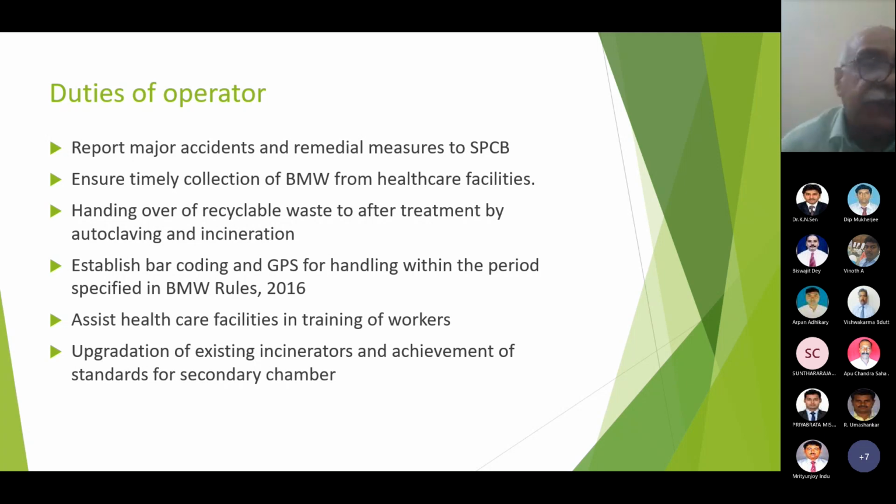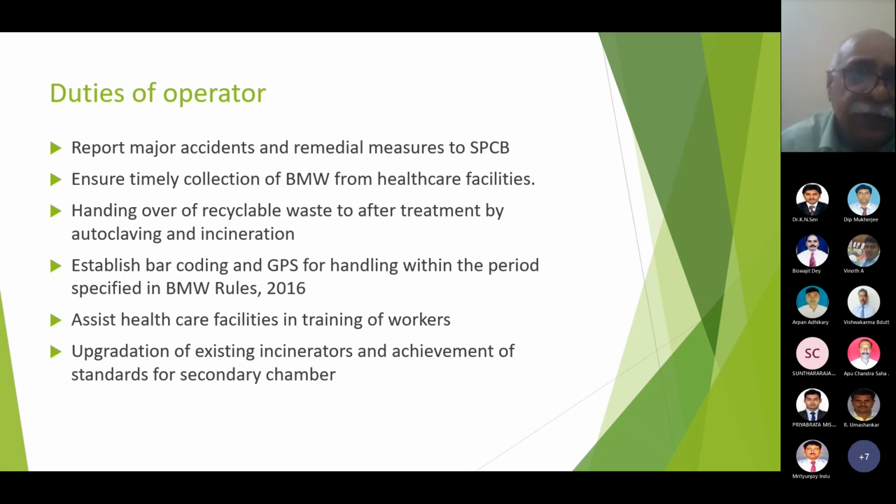And barcoding system, as I said, and assist the healthcare facilities for the training of the workers, as well as they are required to upgrade the existing incinerators for the standards in the secondary chamber. When the rules were initiated in 98, there were certain standards which were established for the incineration. But over a period of time, it said that for the more effective levels of the emissions control from the stacks as well as the scrubbing system, there have to be strict standards of the temperatures and the air entry, etc., in both the primary and the secondary chamber in the incinerators.